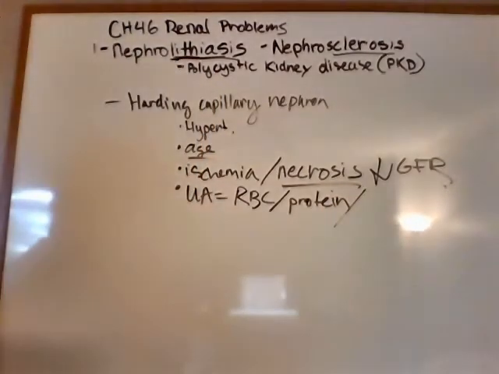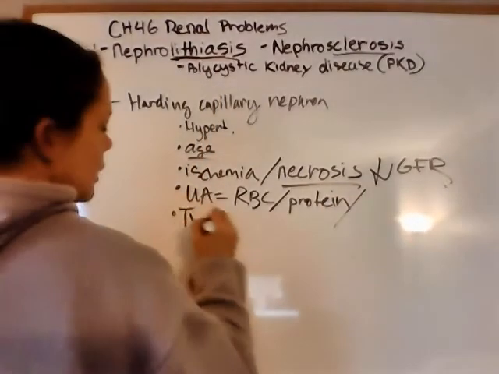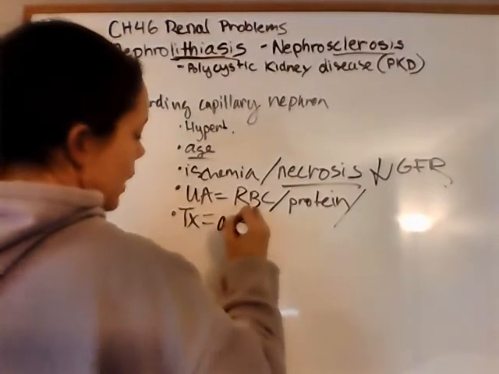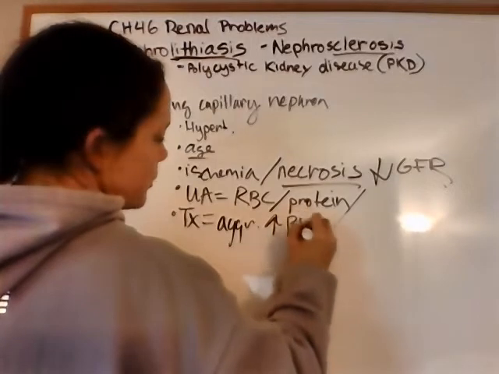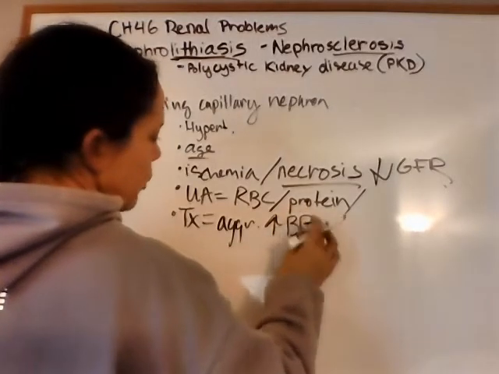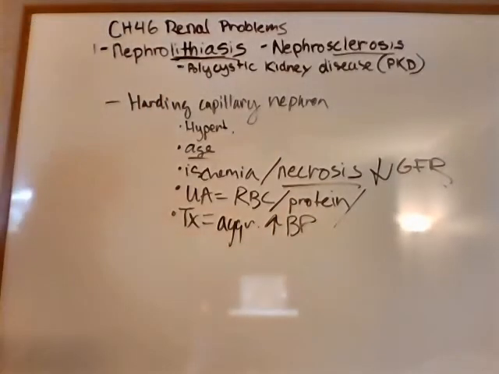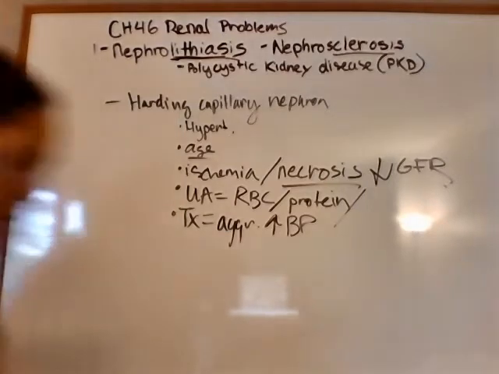All right. And our treatment for this is going to be aggressive treatment of our high blood pressure, because this is the only thing that's going to help at that point. All right, so we can't unharden the capillaries necessarily. I mean, you can give a muscle relaxant, but that's about it. But we need aggressive treatment for that blood pressure so that we can try and prevent any further damage and try and get back the function in the kidneys. All right, so that is nephrosclerosis.